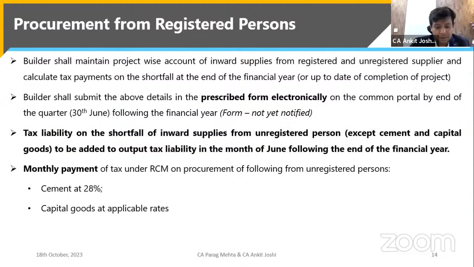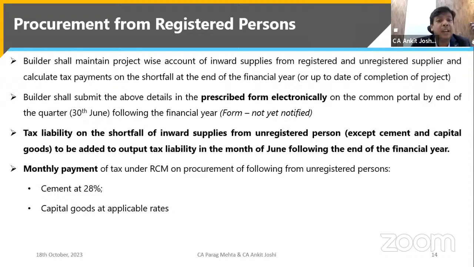So how does one calculate? The government has come out with guidelines that every builder will be required to maintain project-wise, not company-wise, details of inward supplies availed from registered as well as unregistered persons, and then calculate the shortfall if there is any. So, friends, this is a huge task. I'm not sure how many builders in India have started following this, but in case of any assessment in future, the department might rightly ask you for the details of project-wise inward supplies and how much you have availed from registered and unregistered vendors.